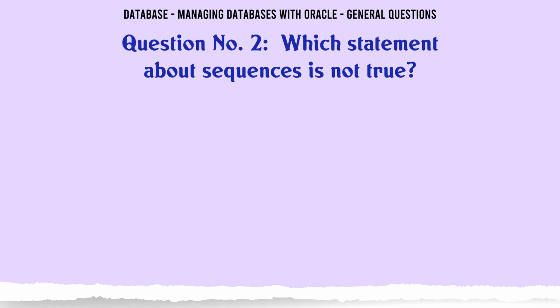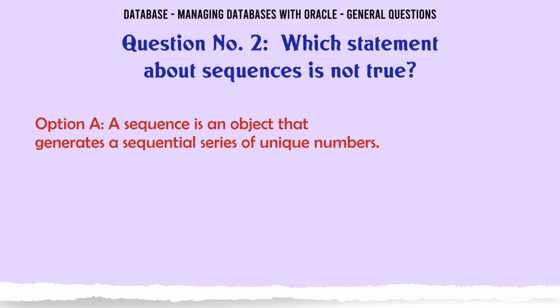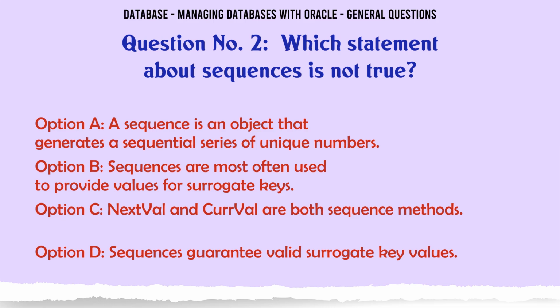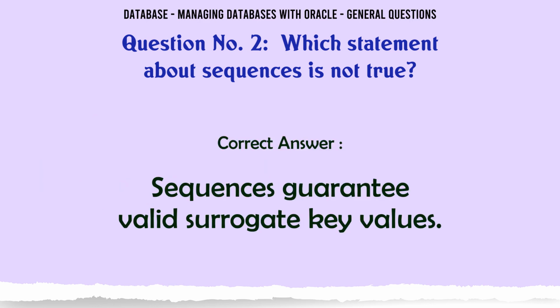Which statement about sequences is not true? A. A sequence is an object that generates a sequential series of unique numbers. B. Sequences are most often used to provide values for surrogate keys. C. Nextval and Kval are both sequence methods. D. Sequences guarantee valid surrogate key values. The correct answer is sequences guarantee valid surrogate key values.